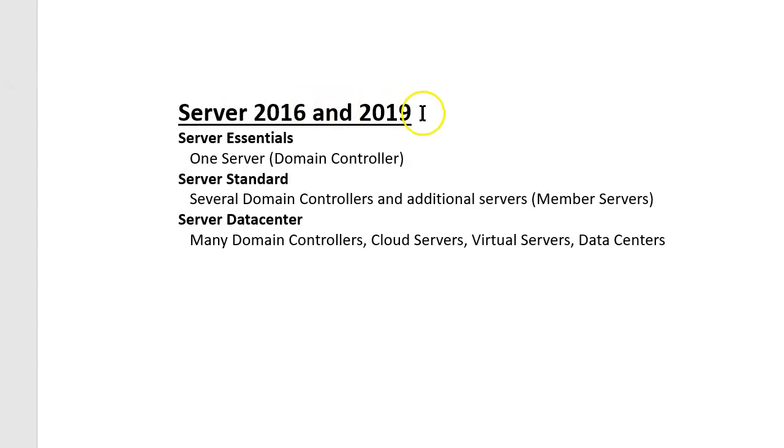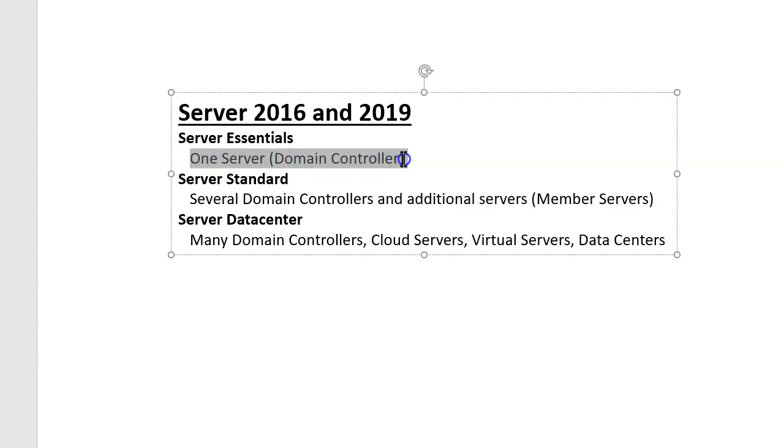Server 2016 and 2019 really has three types of servers, or I should say three editions: Server Essentials, Server Standard, and Server Data Center. Server Essentials would be what you would want to install if you're going to be a one-horse town. You're going to be a small company that has probably one server, and that's going to be a domain controller, maybe 2 or 3 domain controllers, and maybe a file and print server.